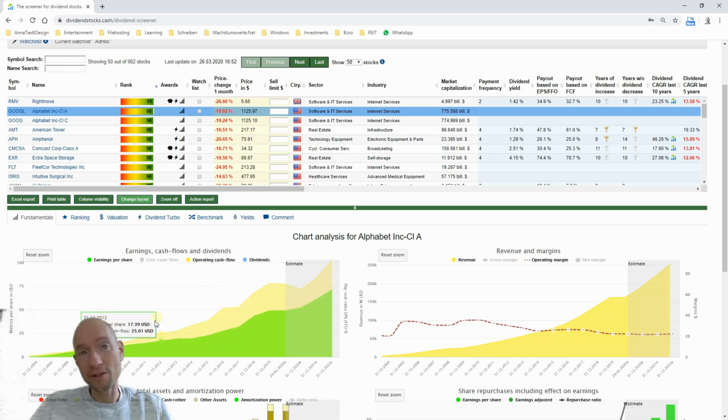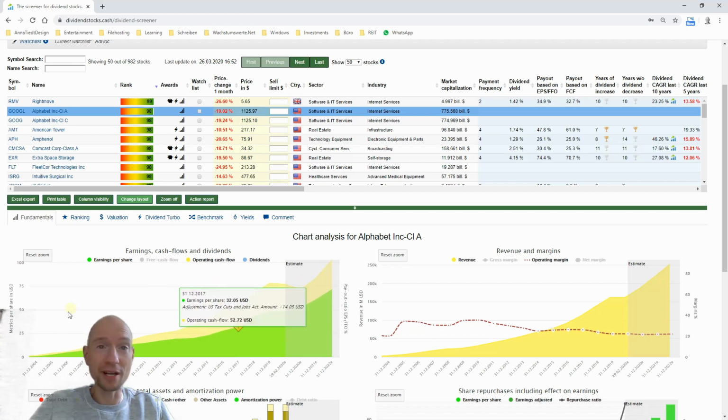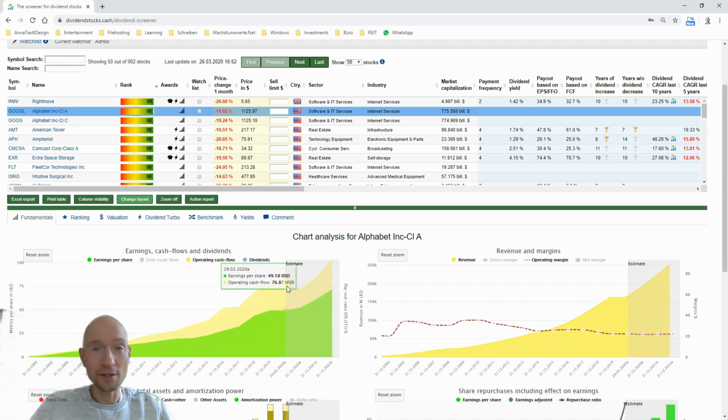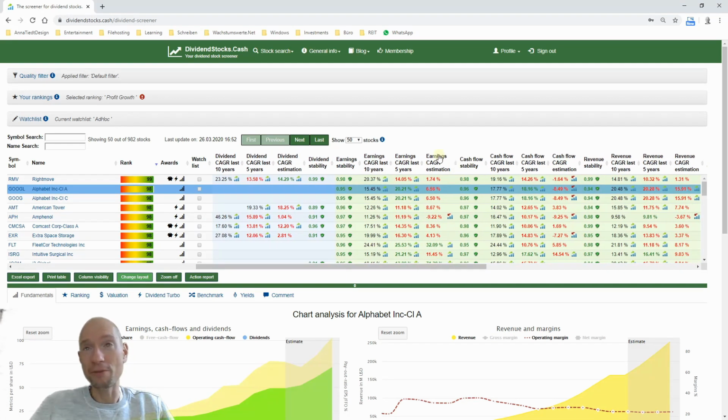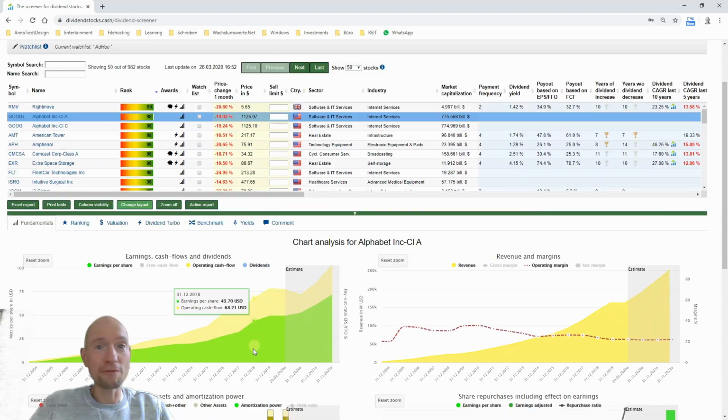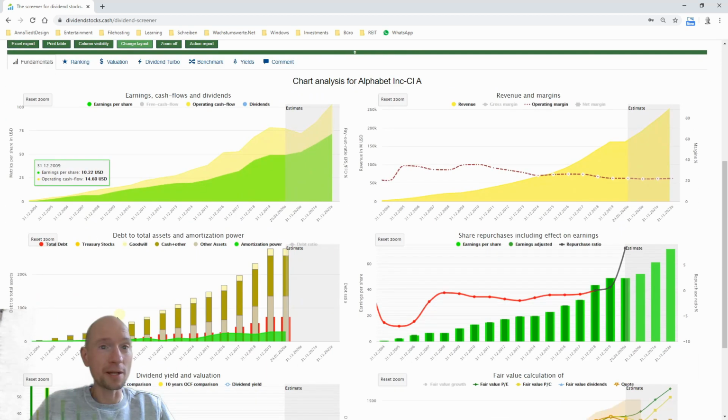You might think that's a problem, but there's a trade-off. We could have implemented it, but the problem is that estimates are not reliable, contrary to the past. That's why we only considered the past. It's up to you to consider the future, which can easily be done because we have the estimates here. We also have the outlook metrics based on the estimates. You see it here, here, and here: the compound annual growth rate based on the estimates.